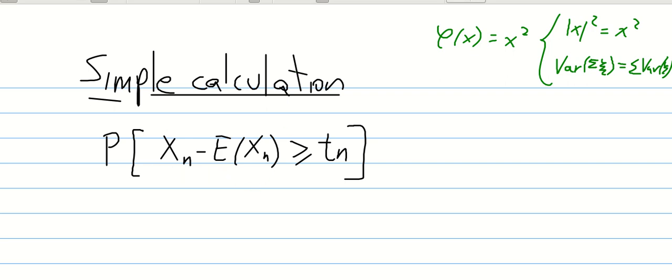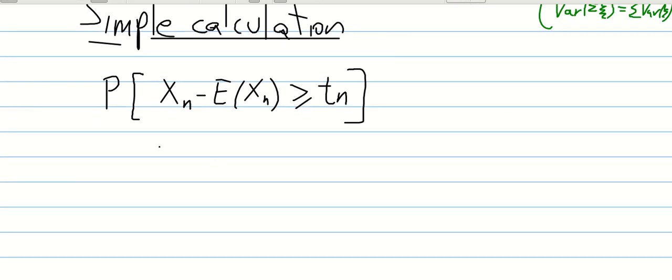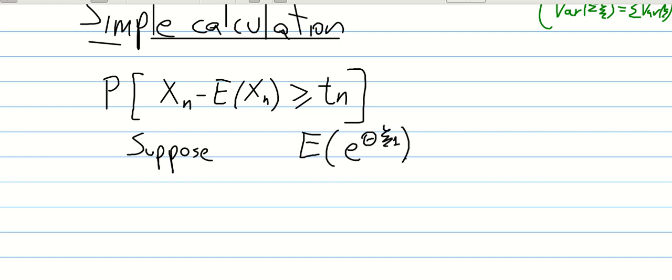And now I'm going to present one option, which is very smart, which is to take the exponential function. So let's suppose that to start with, the random variable has an exponential moment. So this is finite for some theta.